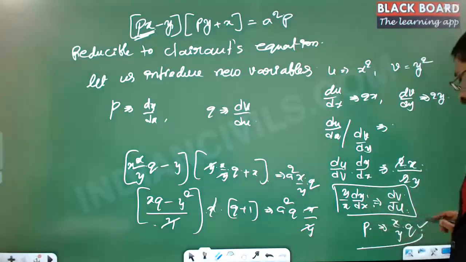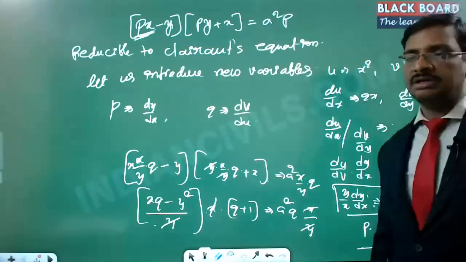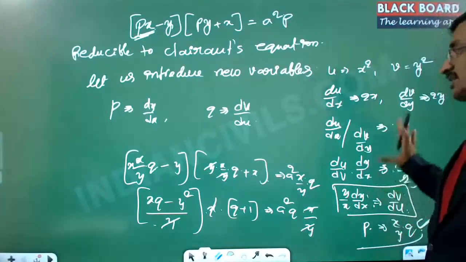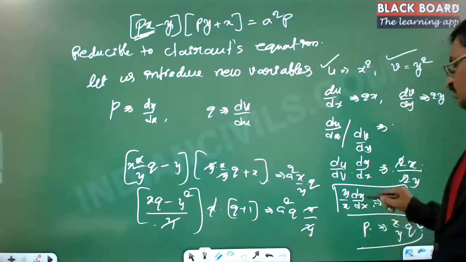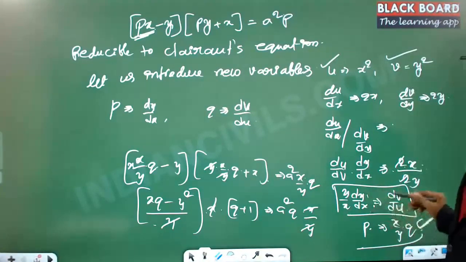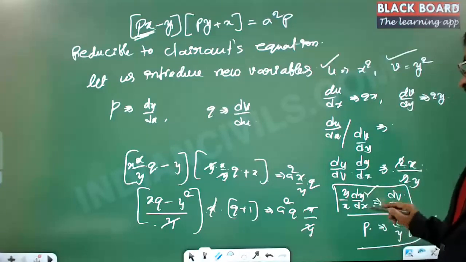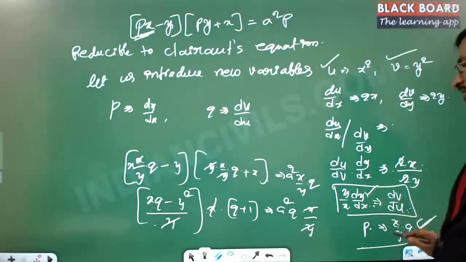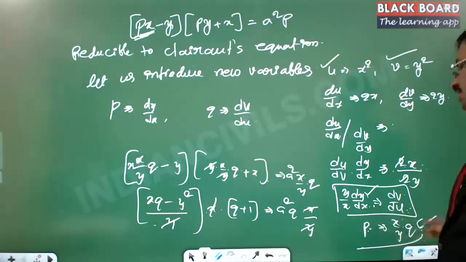So until this point, do you have any questions? Yes or no? Make it fast. Right? So until this point, everything is clear. We just substitute u = x², v = y², and from there we tried establishing the relation between dy/dx and dv/du. If we assume dy/dx as p and dv/du as q, then we can get the relation: small p is equal to x by y times q.